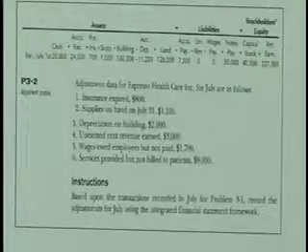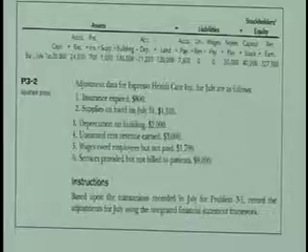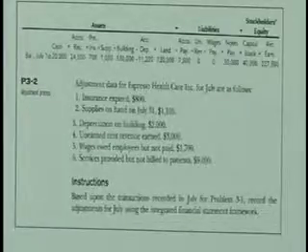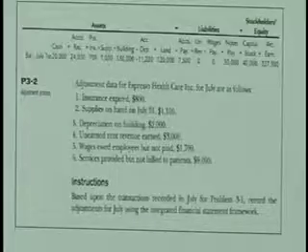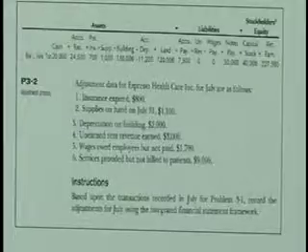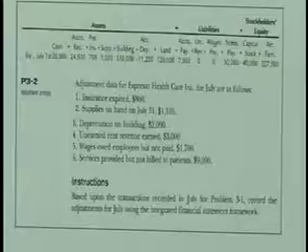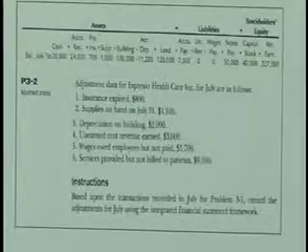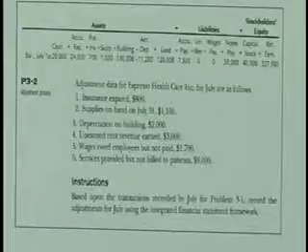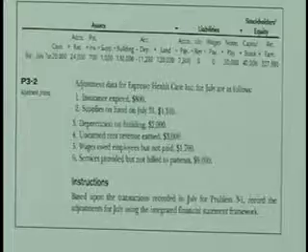All right, P3-2, we have adjustment data, which is similar to what we did here for Julianne's lemonade stand. Based upon the transactions recorded in July for problem 3.1, record the adjustments for July using the integrated financial statement framework. They've got a nice spreadsheet already done up, so I'll flip to that and adjust these accounts now. Insurance has expired, $800.